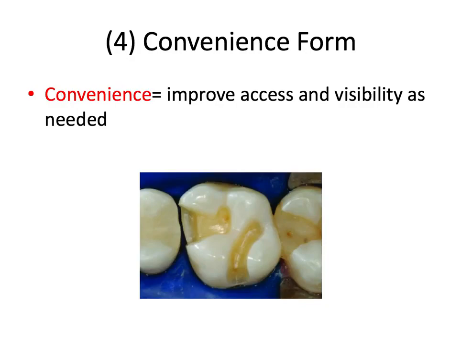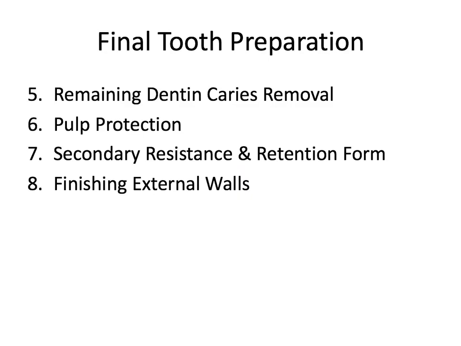Now next we're thinking about convenience form. Convenience is talking about improved access and visibility as needed. So this is extension of the preparation in order to provide adequate visibility, accessibility, and just overall ease of operation in preparing and restoring the tooth, so you can see what the heck it is you're doing. All right, so that's enough for the initial tooth preparation.